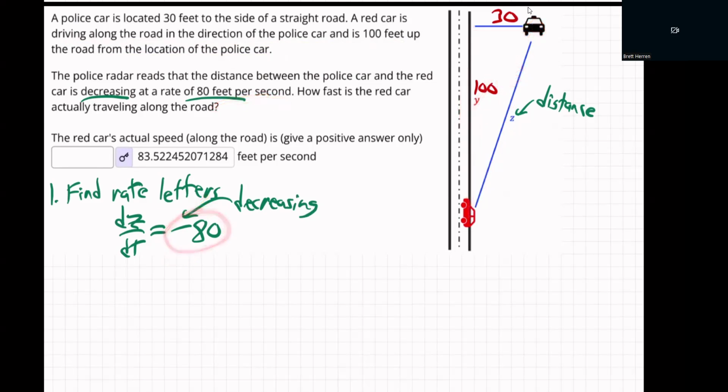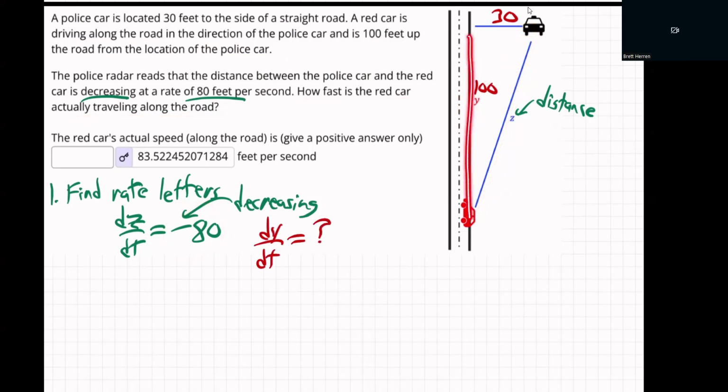So things that are getting smaller. The length of side Z of that triangle is shrinking as the car goes up the road and gets closer to the police car. This distance from the red car to the police car, Z, is shrinking, decreasing, going down by 80 feet every second. And here comes the other one. How fast is the red car traveling on the road? So in other words, they're asking us, what is dy/dt actual?